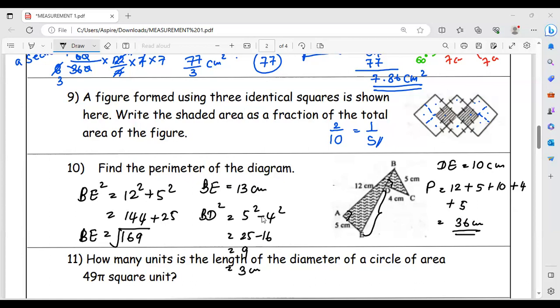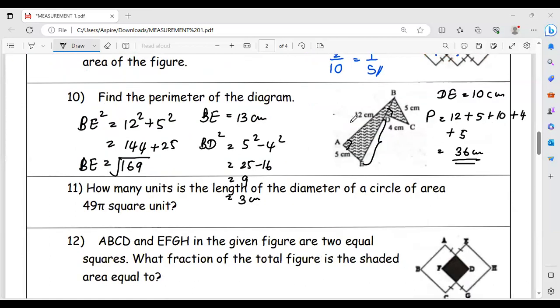Have you got that answer by taking these two as right angle triangles? It is. Girls, why are you silent?